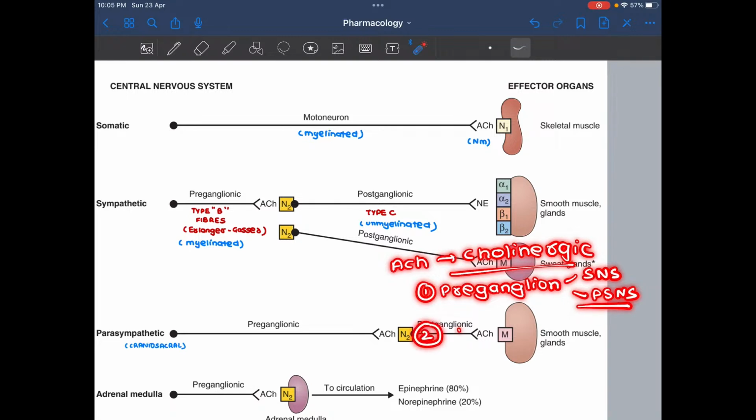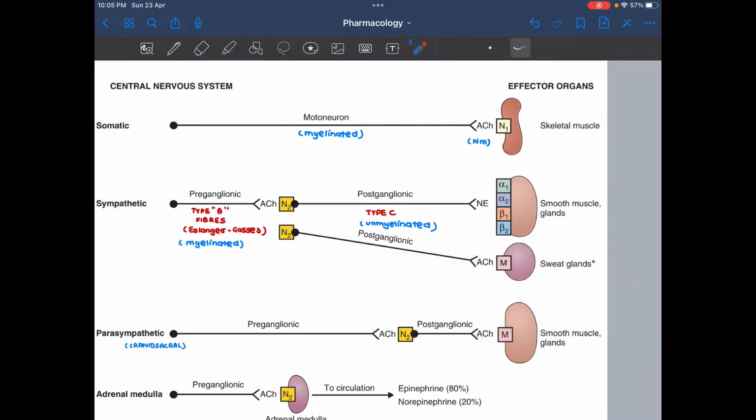And the second one are mainly your sweat glands. Sweat glands, when they're supplied by the sympathetic nervous system, again, the postganglionic neurons supplying the sweat glands are also releasing acetylcholine. And what about the third portion? Let's see. So this was about that.